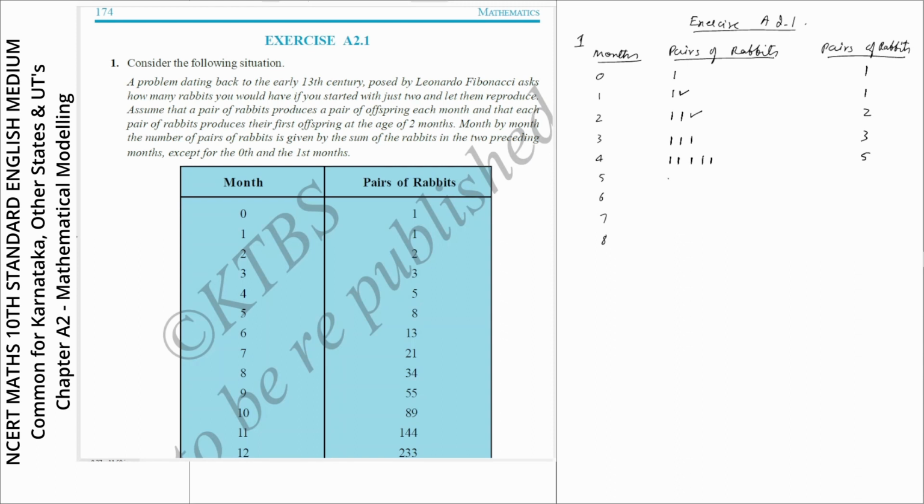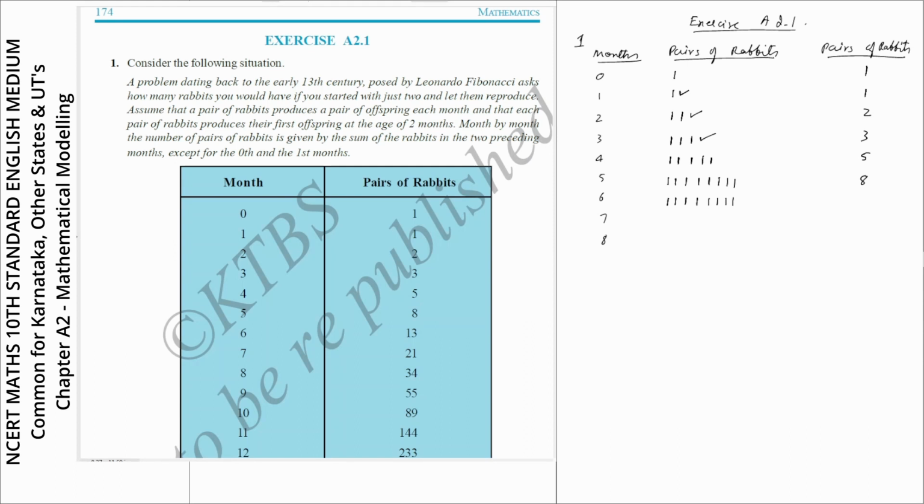And coming to the 5th month, these 5 pairs of rabbits will not die, they will be there as it is, and these 3 pairs are 2 months old or more than 2 months old. Therefore they will give birth to another 3 pairs of rabbits. So totally there are 8 pairs of rabbits here, and all these 8 pairs won't die, so they will be there as it is in the 6th month also.